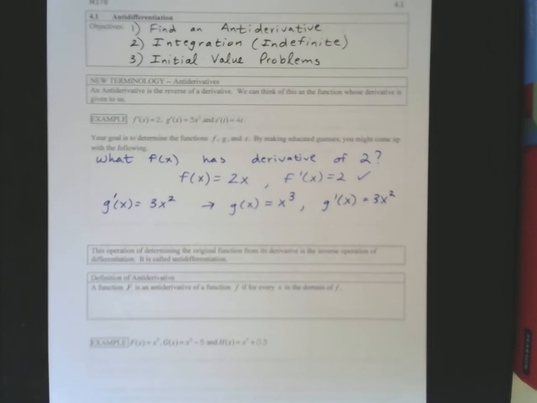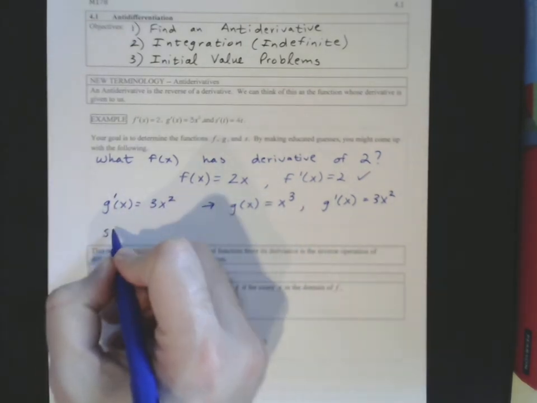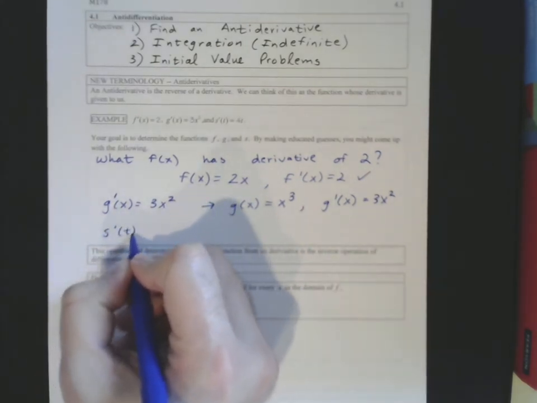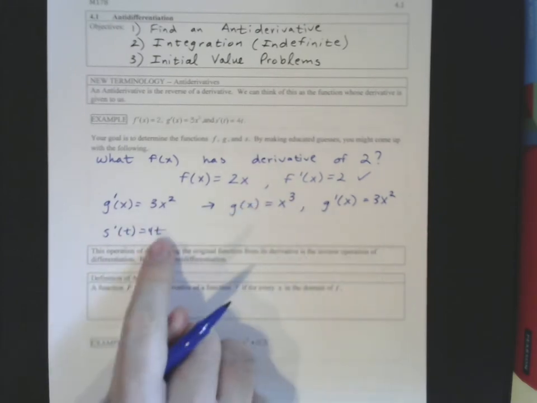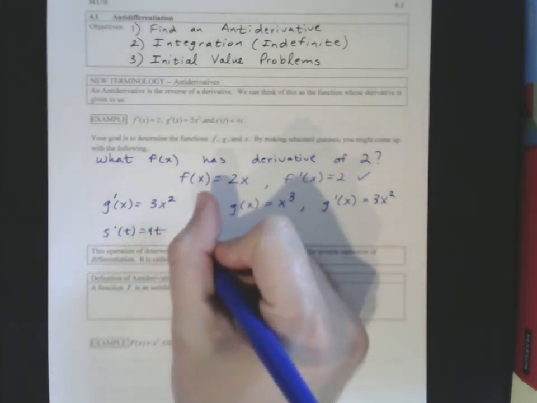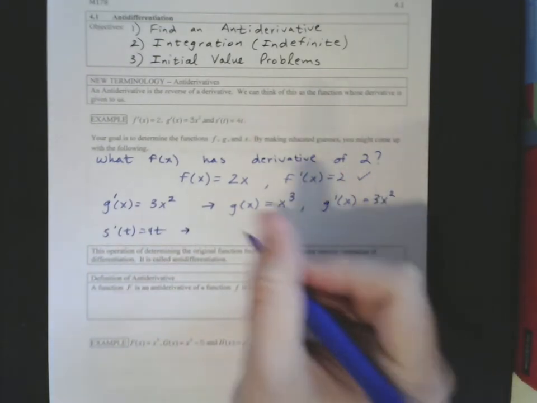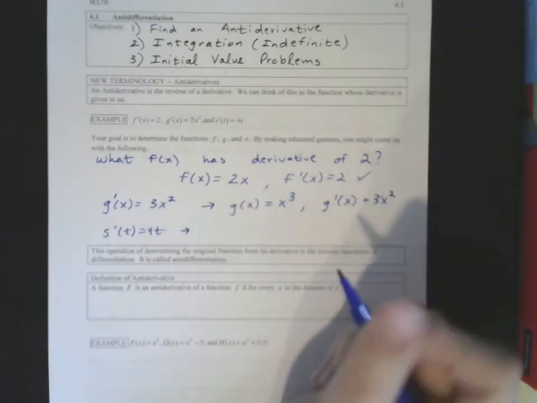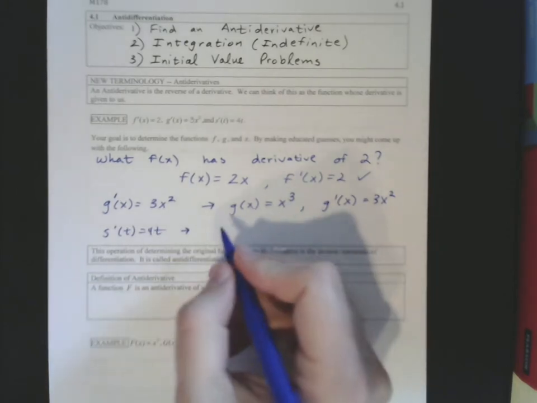Now for s prime of t, if s prime of t is 4t, to get to a linear power, a first power, we know that we should have started with, by our power rule of differentiation, a second power, t squared. So now let's look at how we would do this more generally.